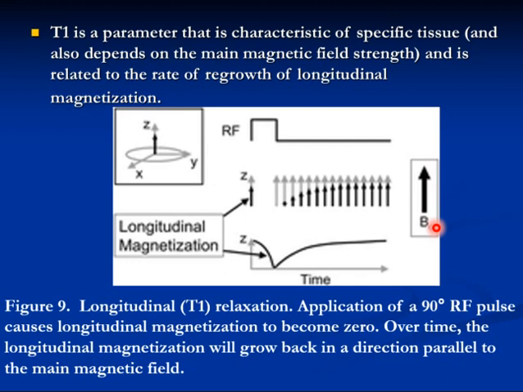Get it? Now, you give the RF pulse, all of them, the 100 protons are in the transverse plane. You remove the pulse, they will start to grow back. When 63% of them is in the longitudinal direction, that's the T1.